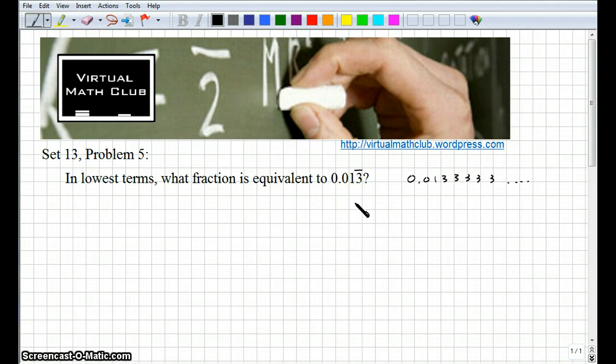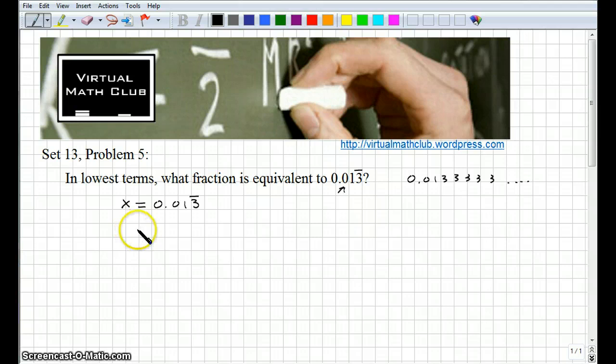Okay, so the question is, how do we convert that to a fraction? And there's actually a trick to problems like this, and what I want to do is teach you that trick. If you haven't seen it before, it would be kind of difficult to try to figure it out on your own. But what I'm going to do is set x equal to 0.013 with the 3 repeating. Okay, that's just this number here.